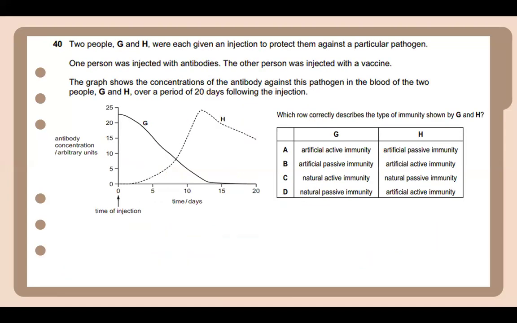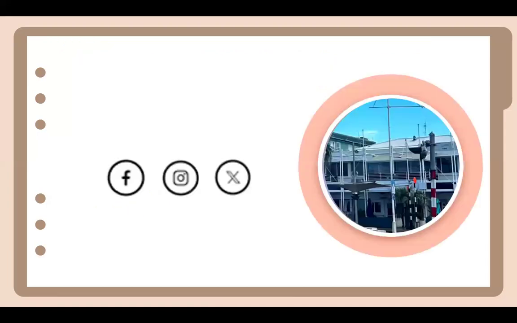Two people, G and H, were each given an injection to protect them against a particular pathogen. One person was injected with antibodies, and the other person was injected with a vaccine. The graph shows the concentrations of the antibody against this pathogen in the blood of the two people, G and H, over a period of 20 days following the injection. Which correctly describes the types of immunity shown by G and H? G is artificial active immunity and H is artificial passive immunity.